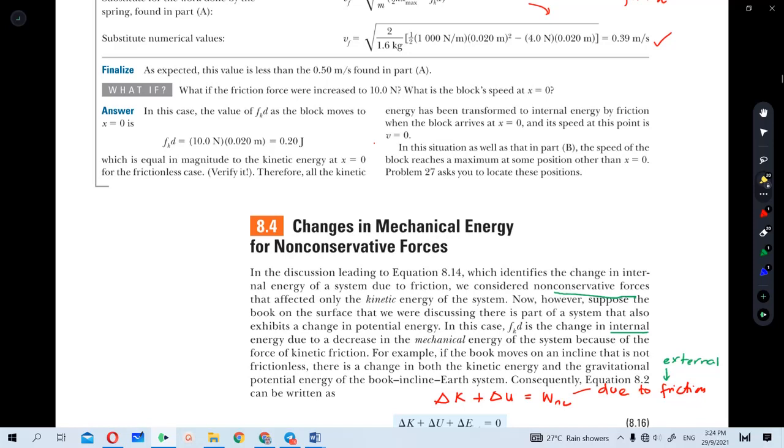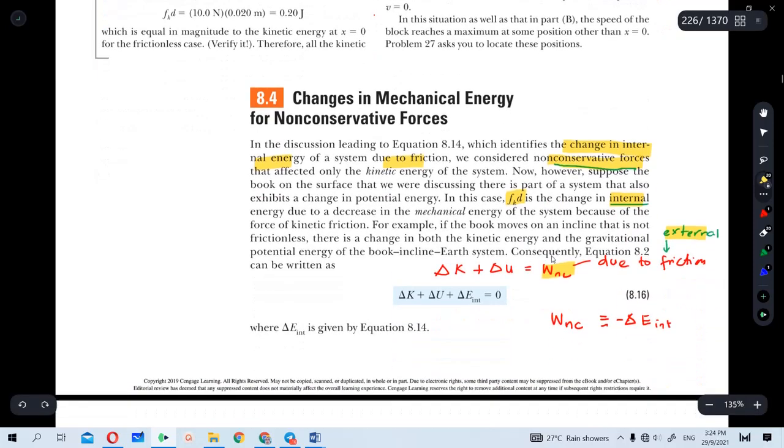Alright, 8.4, changes in mechanical energy for non-conservative force. We discussed this earlier in the previous example. I did mention that the change in the internal energy due to the friction is actually a non-conservative force. And for that reason, I am arranging it here. So due to the friction, I am considering that it's coming from the external. But in the book itself, the change here is actually part of the system. They include it as part of the system, and that's the reason they put it here, adding it up.